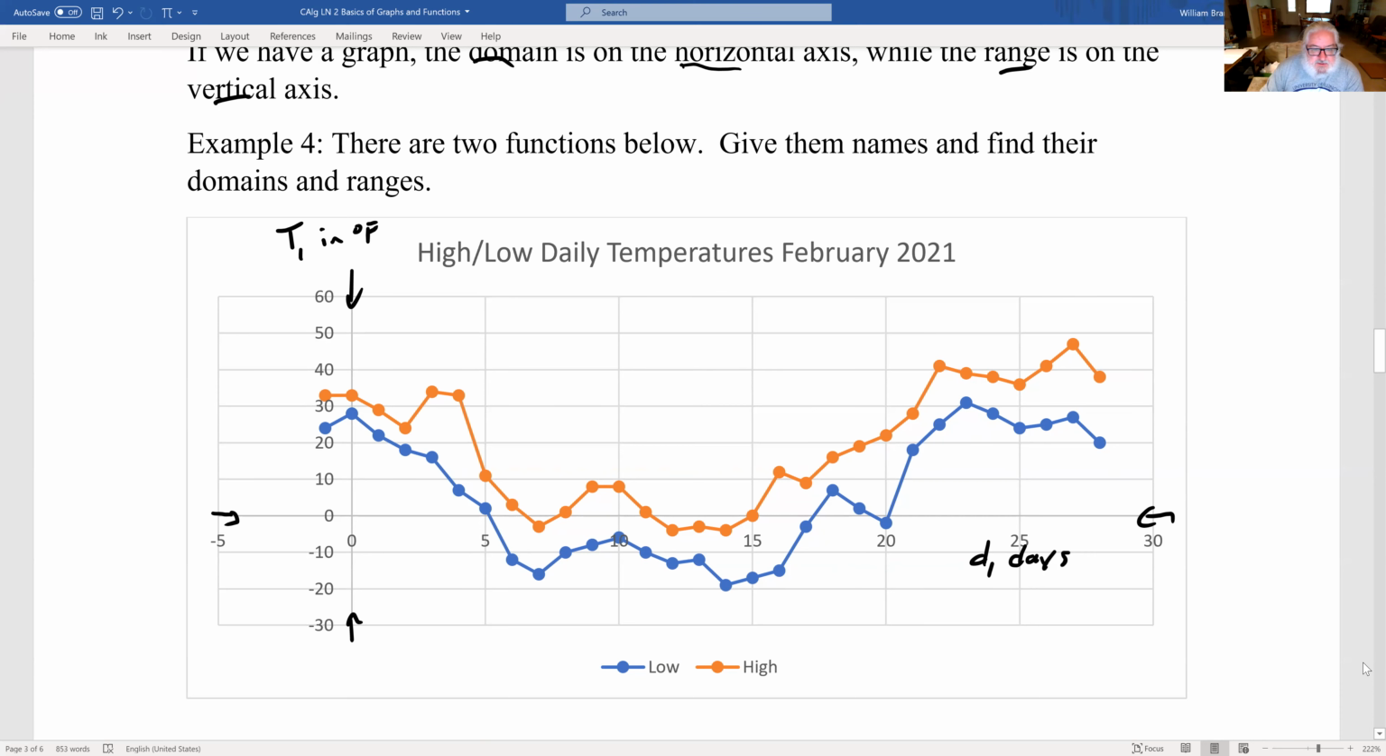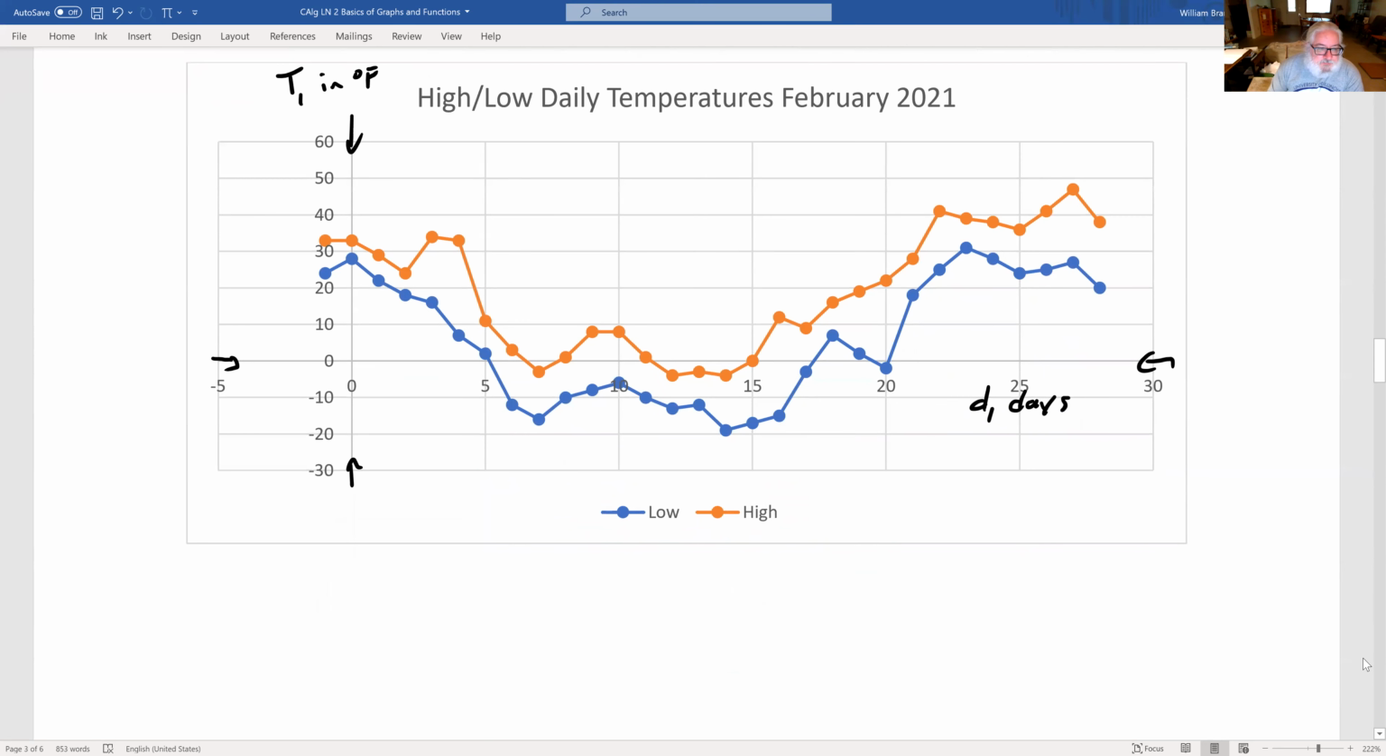So there are two functions. One is the orange one and one is the blue one. So the orange one is T equals, well, those are high temperatures, so we'll just call it high T. So there's a function, that's the orange function. D is the variable, it's days, day 0, day 1, day 2, day 3, day 4, day 5, day 6, day 7, and so on. T is the output variable, that's the temperature, 60 degrees, 50 degrees, 40 degrees, 30 degrees, 20 degrees, 10 degrees. And high is the name of the function. It's the orange function. We're just calling that the high function.